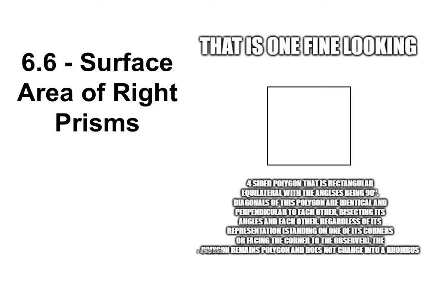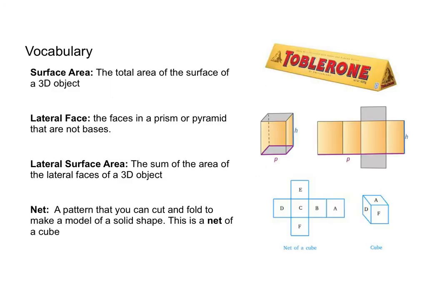Welcome to lesson 6, where we will be talking about the surface area of right prisms. Starting off with some vocabulary, what surface area is. Surface area is the total area of the surface of a 3D object. So this box of Toblerone, the surface area is the actual packaging. It's the amount of cardboard that it takes to make the whole package.